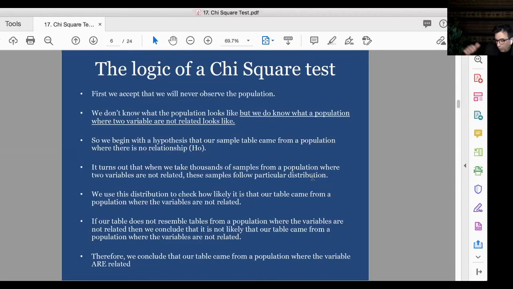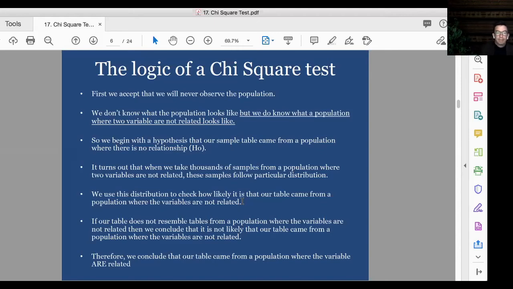So samples that come from a population where there's no relationship follow a certain distribution, right? So if we know how the distribution of tables that come from a population where there's no relationship looks like, then we can look at our table and check if our table came from a population like that, right? How likely is it that our table, which we don't know where it came from, a population where there is a relationship or not, we can compare it to the tables that came from a population where there's no relationship, right? And we can see how likely it is that our table came from such a population where there's no relationship.